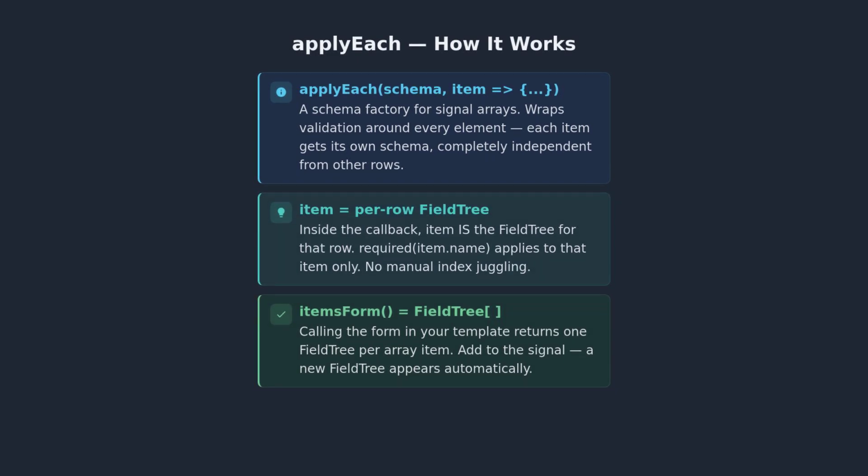applyEach is a schema factory for arrays. Every element in your signal gets its own field tree, its own validation, its own errors, its own touch state. Inside the applyEach callback, item is that row's field tree. Call the form in your template, you get back 1 field tree per item.